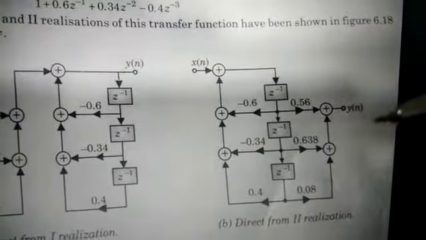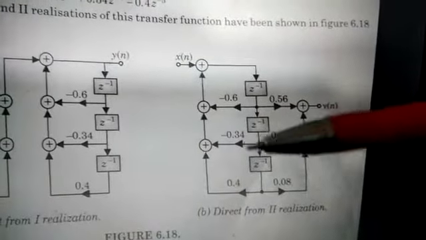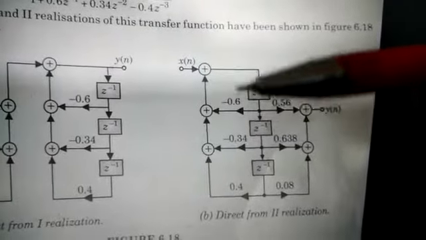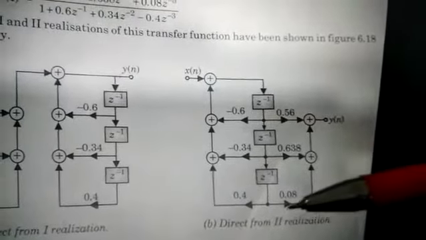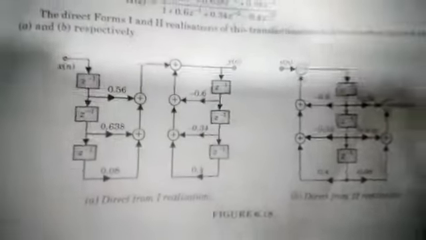This is y of n here now, and this is x of n. So this is called a direct form 2 structure. This is the poles and these are the zeros. So this side is poles and this side is zeros.